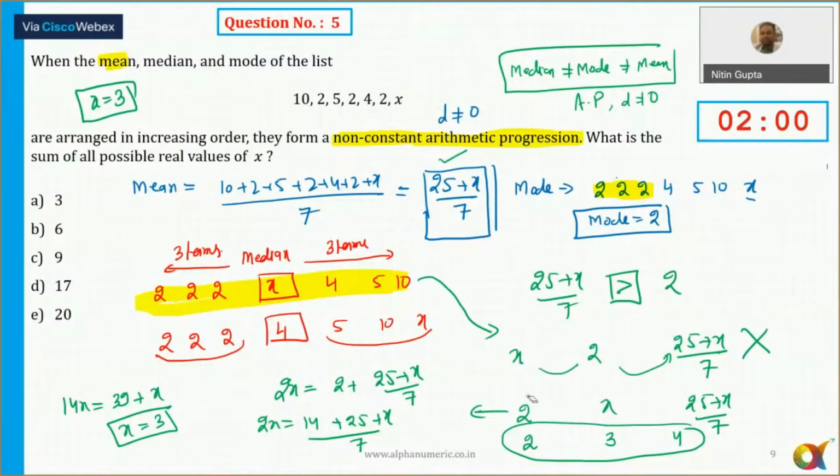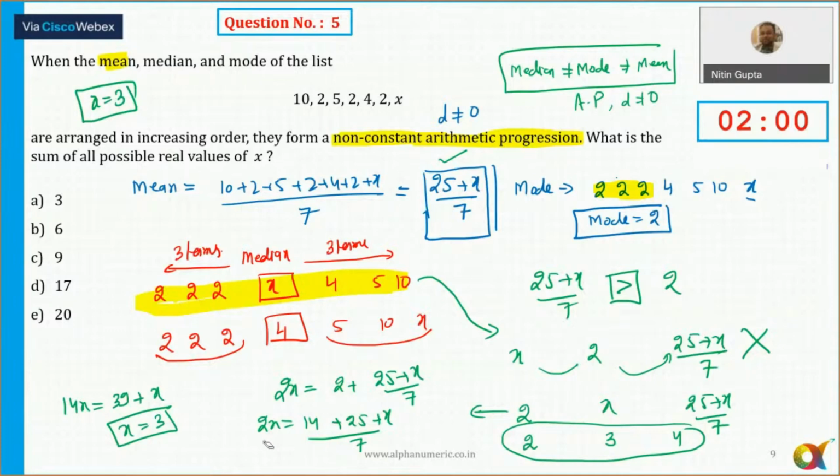Divisibility rule now. Yes, it is wrong because nowhere it has been mentioned that x is an integer. Nowhere it has been mentioned that x is an integer. X can be a fractional term also. So that's why we can't apply the divisibility rule. If it was mentioned that x has to be an integer, then we could have done it that way. But कहीं पे mention नहीं है कि x has to be integer. I hope that now it's clear.